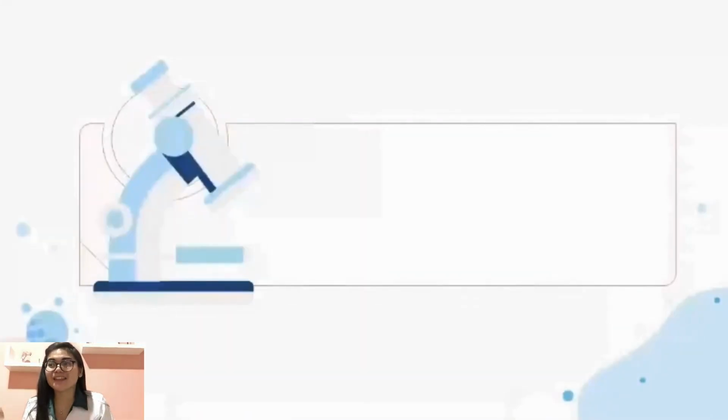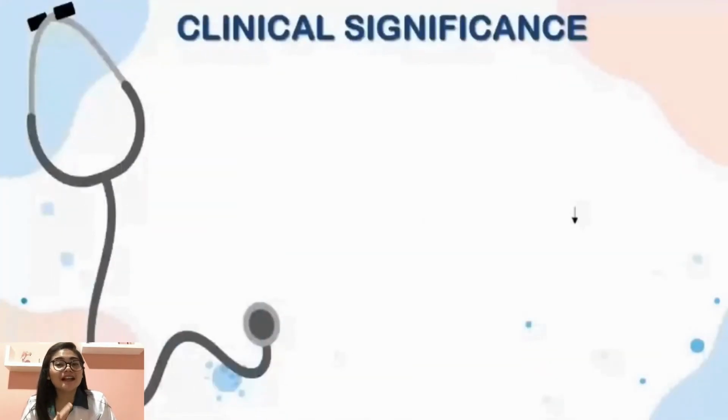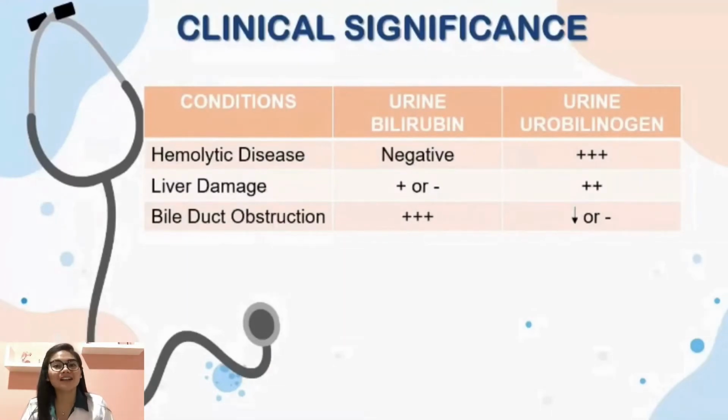Now, let's talk about the clinical significance of urobilinogen. It includes the following: hemolytic disease, liver damage, and bile duct obstruction. In hemolytic disease, bilirubin is negative, while urobilinogen is 3+. In liver damage, bilirubin is positive or negative, and urobilinogen is 2+. And lastly, in bile duct obstruction, bilirubin is 3+, while urobilinogen is decreased or absent in urine.